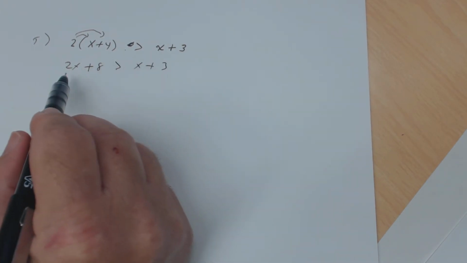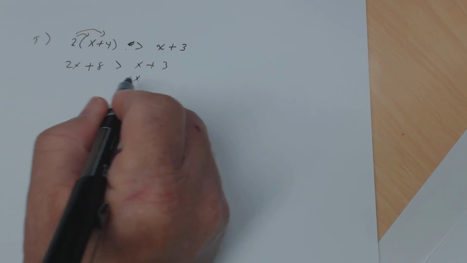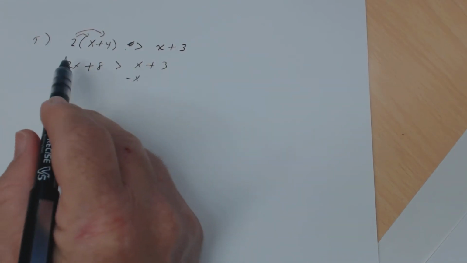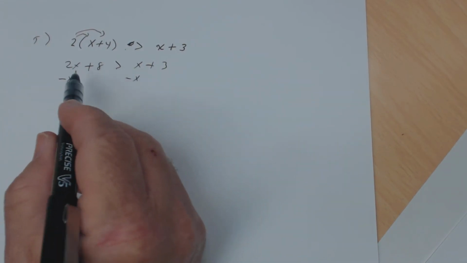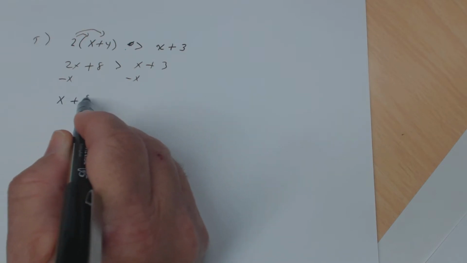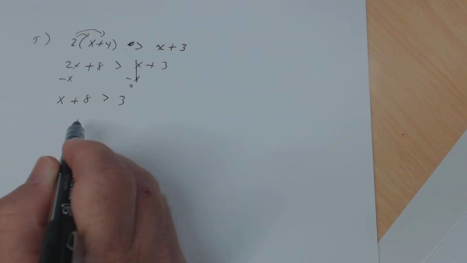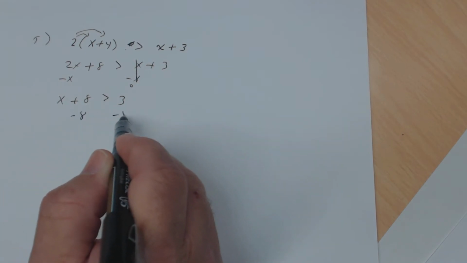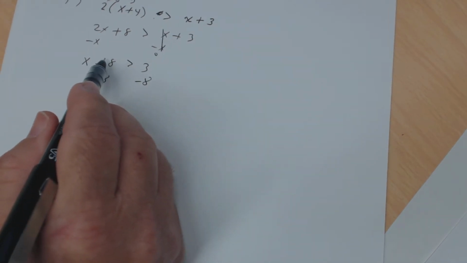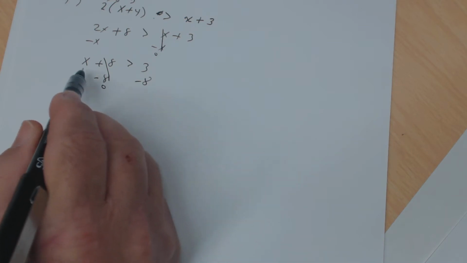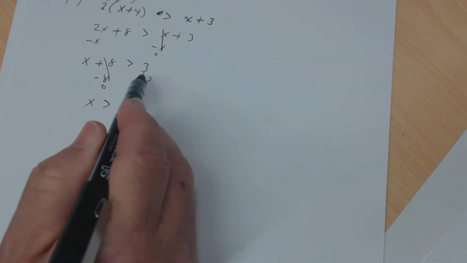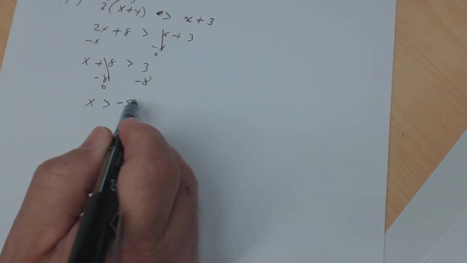So to bring the variables to one side, constants to the other, I'm going to subtract x from both sides. What you do to one side, you do to the other. 2x minus x is x, plus 8 is greater than x minus x is 0, plus 3 is 3. Subtract 8 from both sides. 8 minus 8 is 0. x plus 0 is x, is greater than 3 minus 8, which is negative 5.